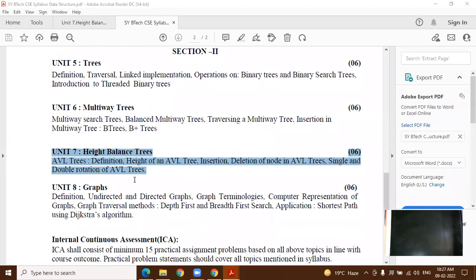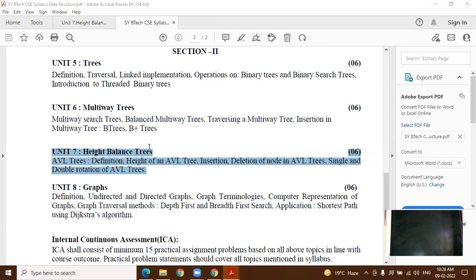Then what is the purpose of going through these height balanced trees? To balance the height of the tree. So how are we balancing the height of the tree? We consider the left subtree and right subtree separately. Balancing means we are not considering their values. We consider the height of the left side and the height of the right side, and we compare them.